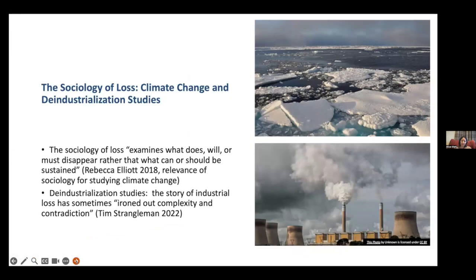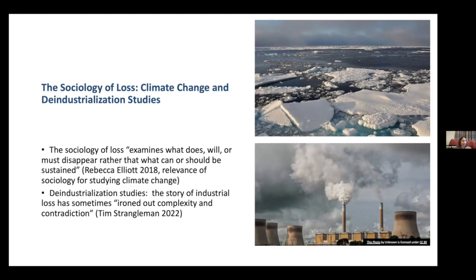And so I'm going to talk a little bit about some of the things that we can learn from deindustrialization studies and how that idea that there's a dichotomy or a conflict between jobs and environment is actually not as true or as reified as we might think.